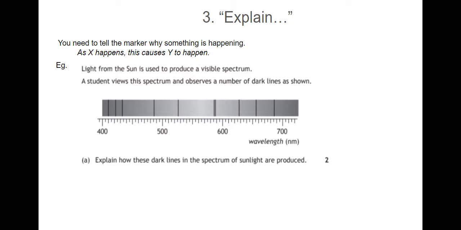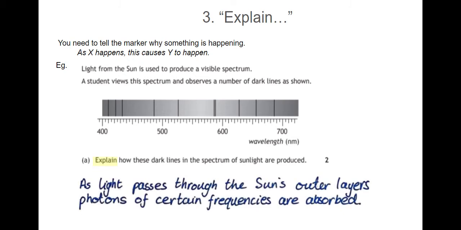light from the sun is used to produce a visible spectrum. A student views this spectrum, observes a number of dark lines as shown. Explain how these dark lines in the spectrum of sunlight are produced. I get 2 marks for this. As light passes through the sun's outer layers, photons of certain frequencies are absorbed. So 1 mark for noting that certain frequencies are absorbed, and 1 mark for noting that that happens in the sun's outer layers.